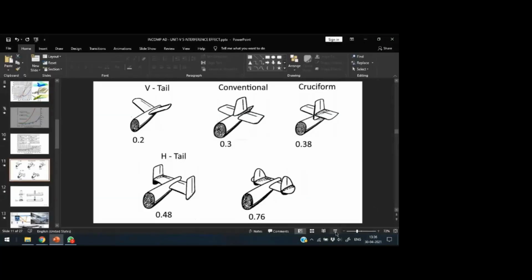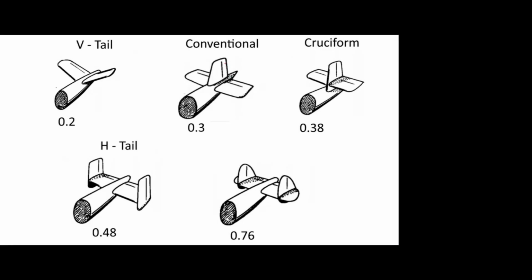Okay. So in the conventional configuration, we call this the rudder, and this is the elevator. But in the V-tail, there is no separate rudder and elevator. We have only one control surface that is called the ruddervator, a combination of both rudder plus elevator.